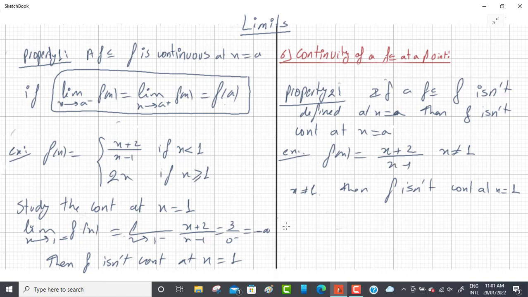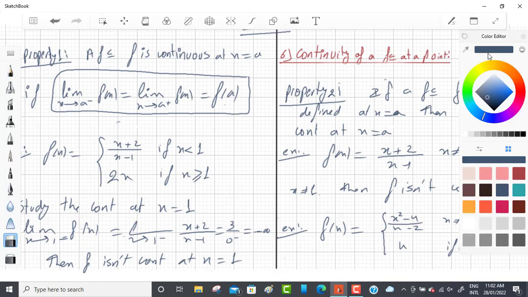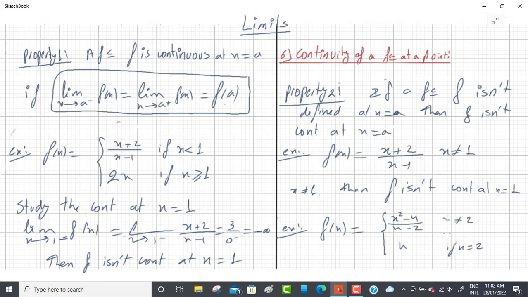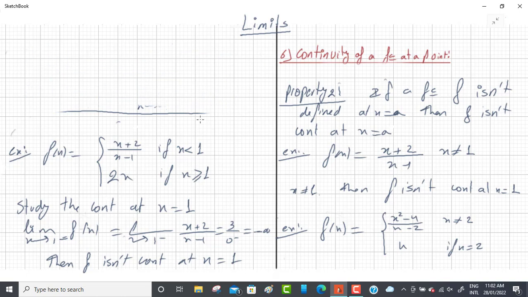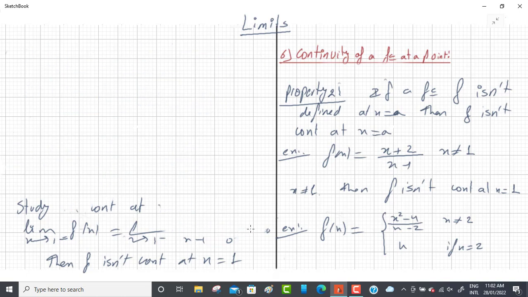Okay, another example, but in this case it's going to be defined. If you have the function f of x equal x squared minus 4 over x minus 2 if x is not equal to 2, and 4 if x equals 2. This function is defined at x equal to 2, so you can study the continuity. You might say it's not defined here, x not equal to 2, but you have the value of the function when x equals 2. So you can calculate the limits and find if it's continuous or not.